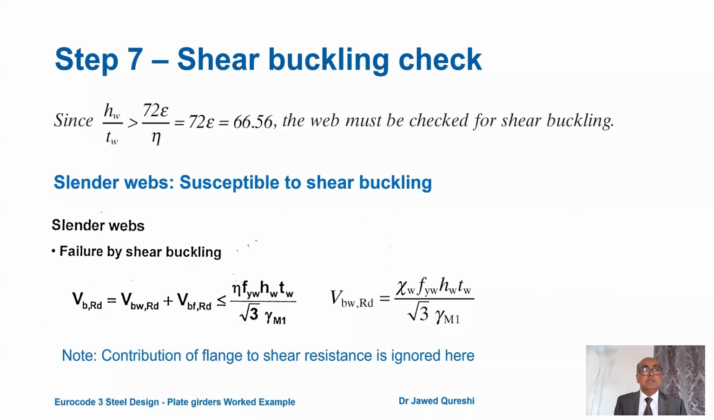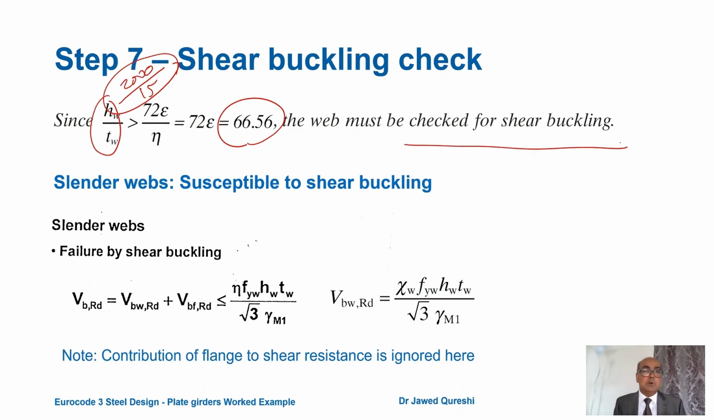HW over TW is greater than 72 epsilon over nu. Nu is equal to 1. HW is 2000 divided by TW is 15, so that comes out to be 130 something. So that is clearly greater than 66.56. So shear buckling should be checked. It means that we will be using the second formula, where failure is going to happen due to shear buckling.